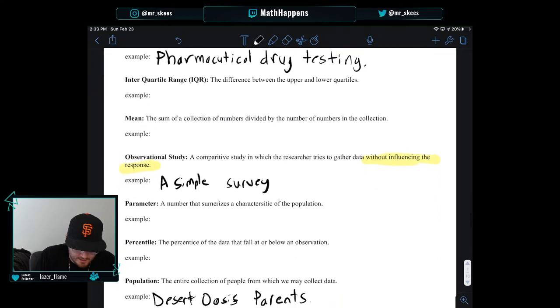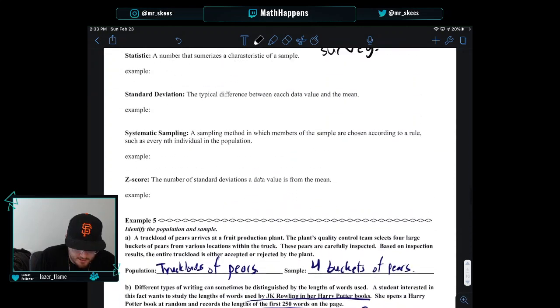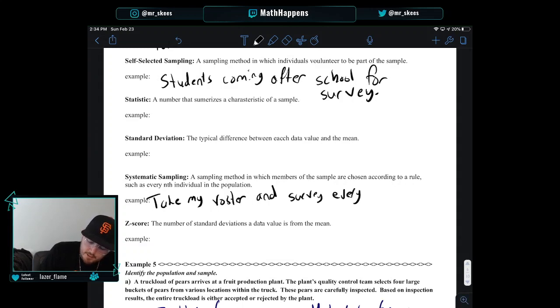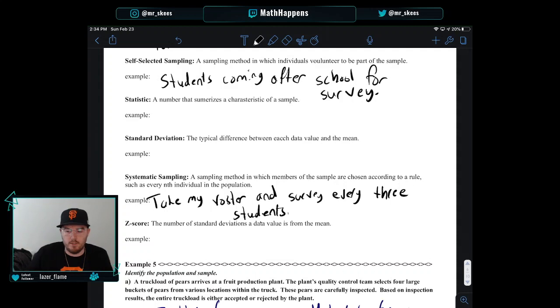And then the last one was systematic. How about I take my roster and survey every 3 students. All right, I go 1 student, skip 3, 1 student, skip 3, 1 student, right? Every 3rd student, every 4th student, every 5th student, whatever, right? Instead of asking every one of my students, but I'm not picking you at random either, right? There's a pattern to it.